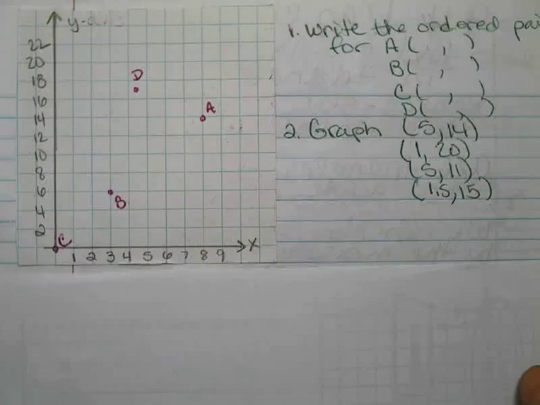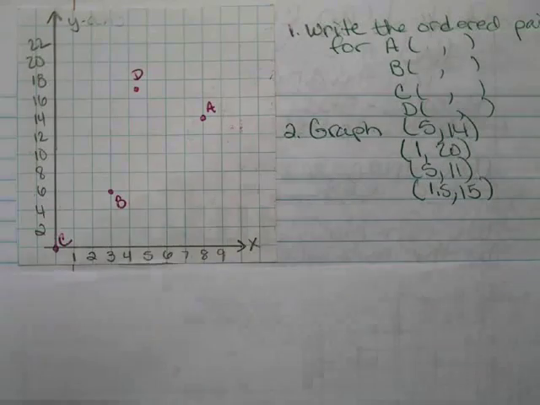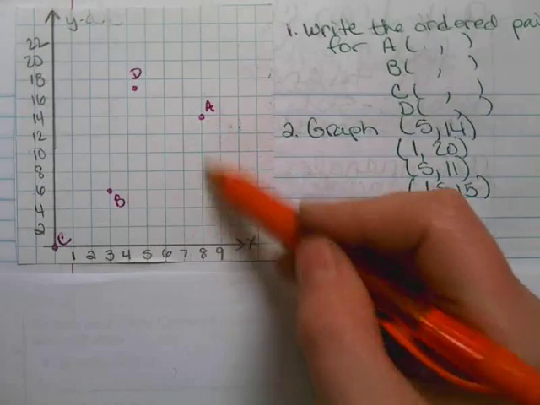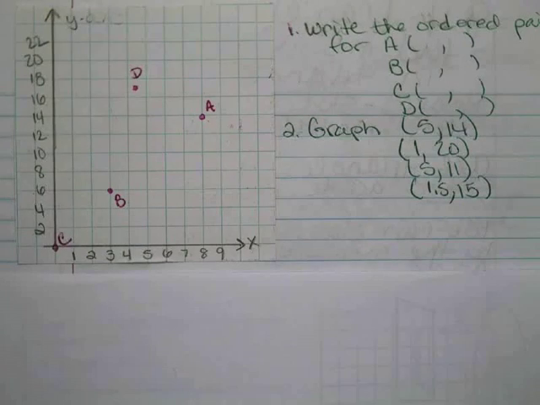Let me get this set up. Okay. So here we have a coordinate system. And first we're going to write the ordered pair for the 4 different points that are graphed. The first point that's graphed is A. And if you have a hard time following the lines down, you're welcome to use a ruler. Sometimes it helps to be able to follow the guidelines of a ruler all the way down.